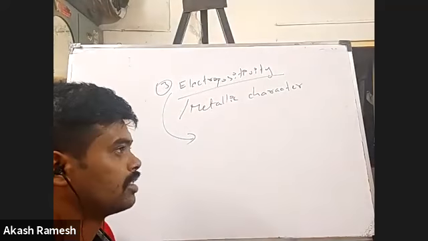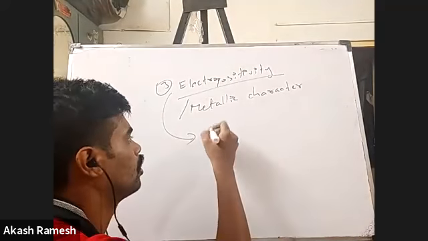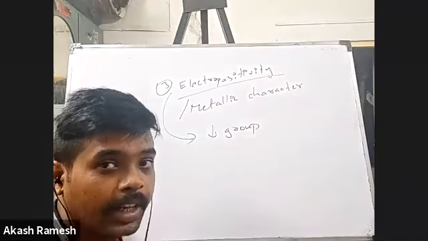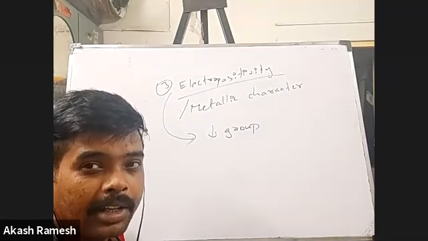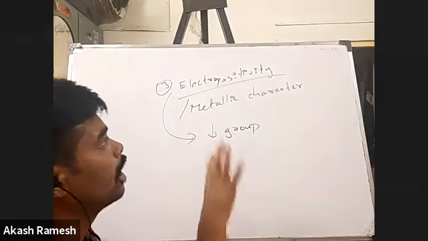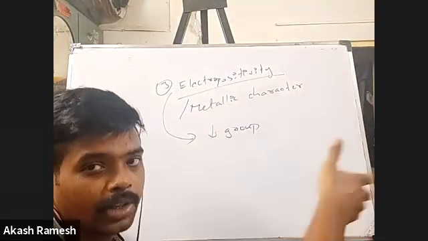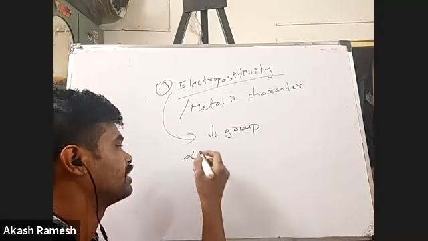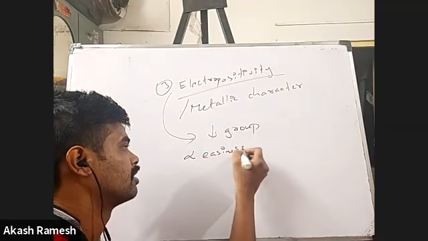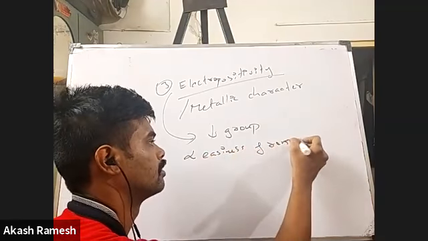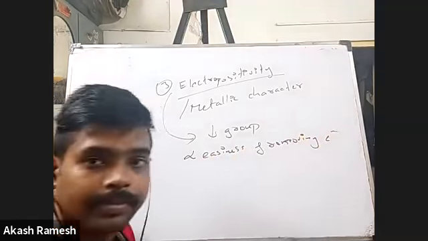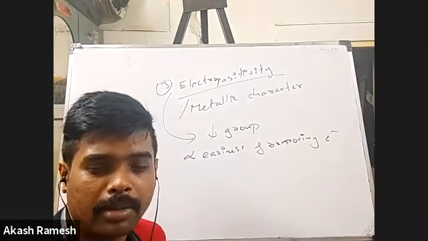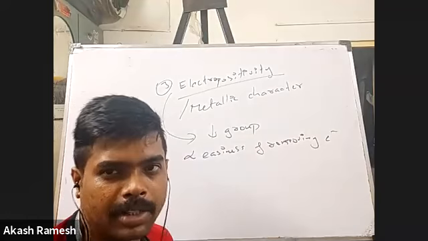Now, when I go down the group, the electropositivity or metallic character increases. Why? It is all about the ability of the element to lose electrons. Electropositivity is directly related to the easiness of removing an electron from the valence shell. The easier it is, the higher the electropositivity.